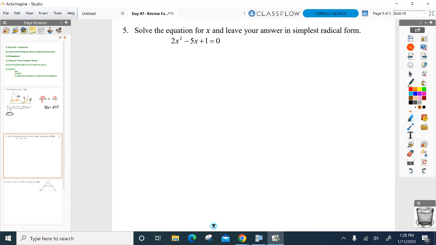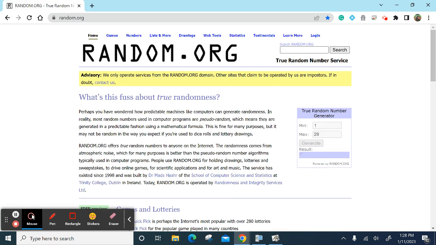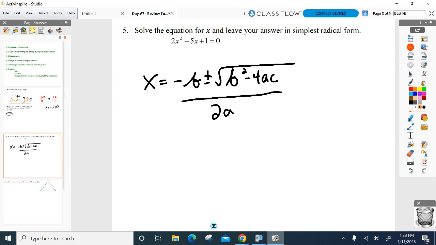All right, so let's get that formula out that I'll give you on Friday. Negative b plus or minus square root of b squared minus 4ac, all over 2a. Can somebody help me out with the old ABC values here? A is 2. B is -5. C is 1. Thank you.